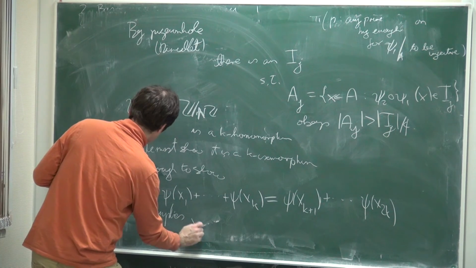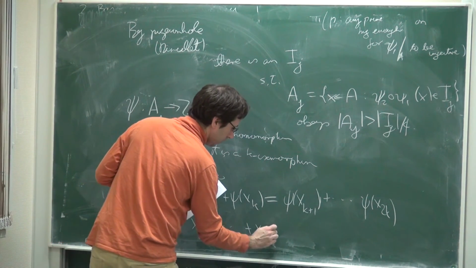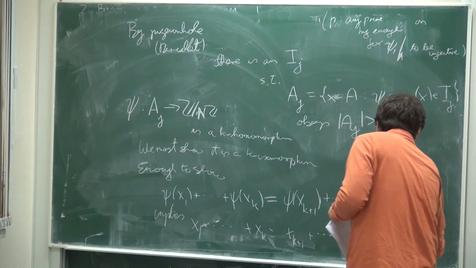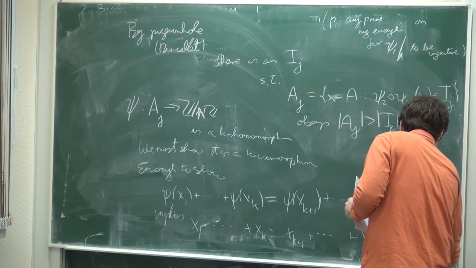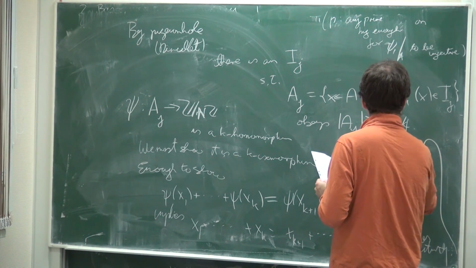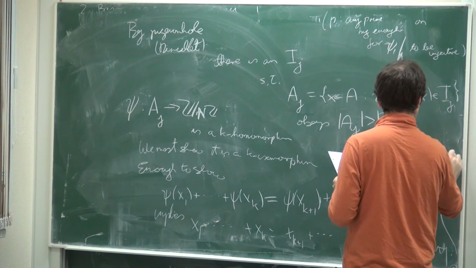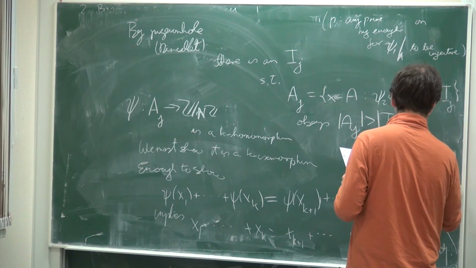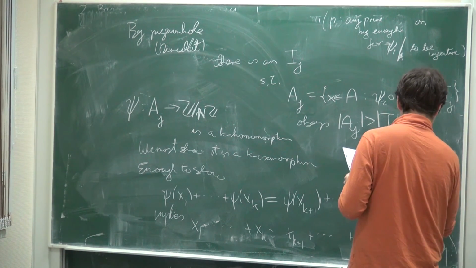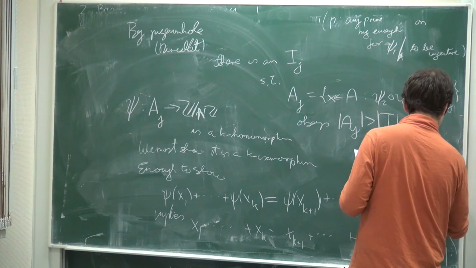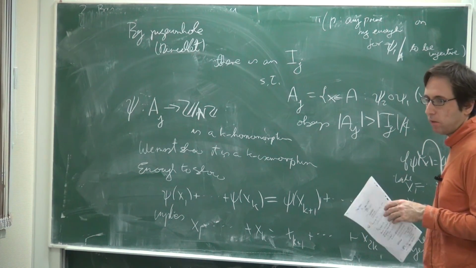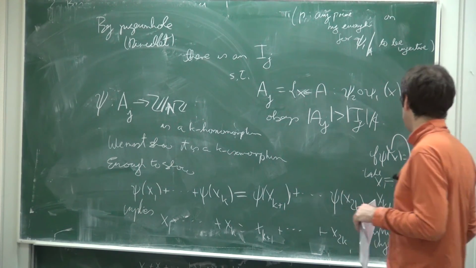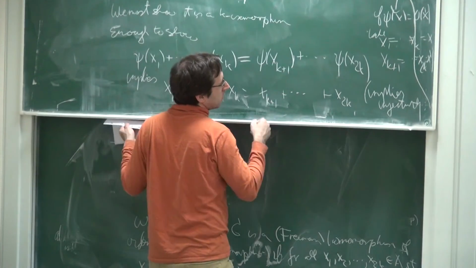Implies, so this of course is half the conclusion, but it actually implies injectivity. It's a difficult part. The other part is injectivity, but this implies injectivity. Why? If psi of x equals psi of x prime, just take x1 through xk equal to x, and then you do it, and here you use the fact that Z is torsion free. So all we have to show is this.